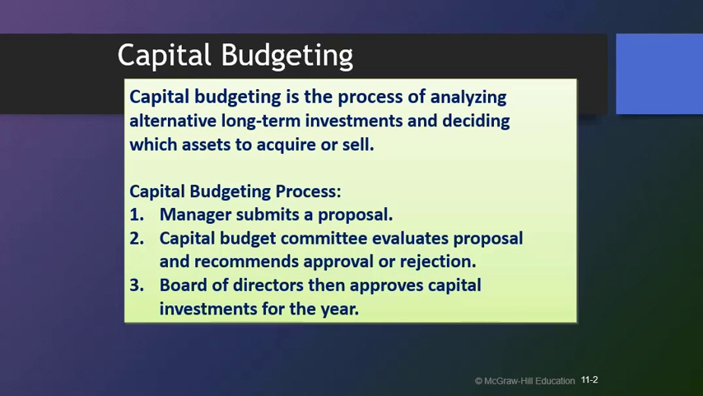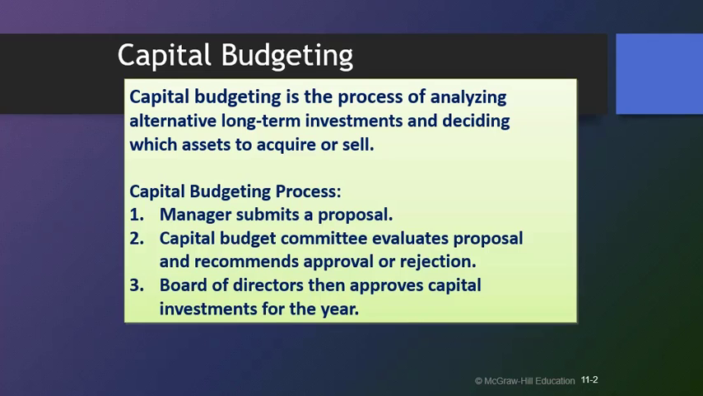So our focus this week is on capital budgeting. Capital budgeting is the process of analyzing alternative long-term investments to decide which assets to acquire or sell. Now, this can be true for operational assets like property, plant, and equipment, and that's most of the time what we'll be looking at. But it can also be related to investments, so maybe investing in the long-term expansion of the business or something along those lines.